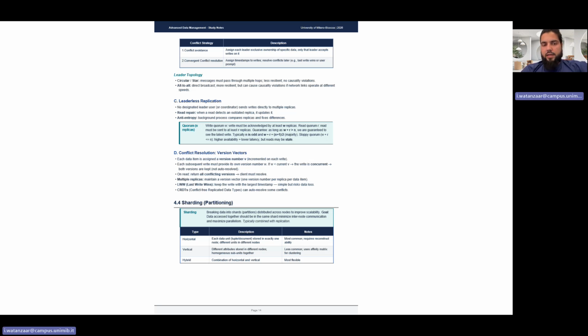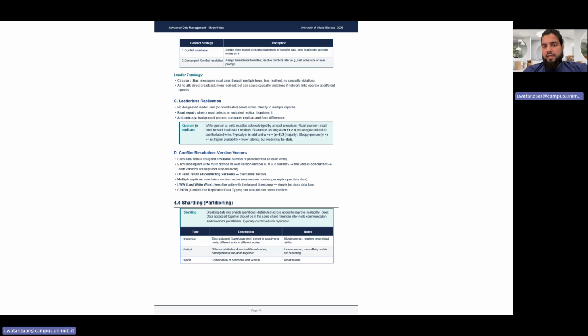A unit of data could be a tuple from MySQL or a document from MongoDB, stored in exactly one node, with different units in different nodes. If you are giving different units, they should go to different nodes. But this approach most commonly requires reconstructability. We need to reconstruct them if the whole data is required by the user.